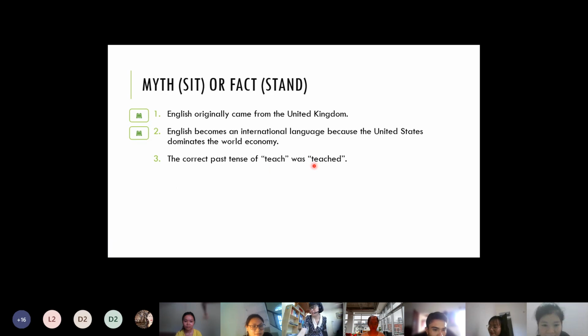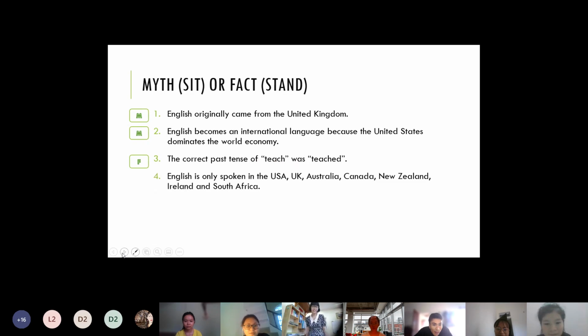Now let's take a look at the statement again. There is a trick there. The correct past tense of teach was teached. So now the correct past tense is taught. But in the past, it once was teached. So for this, you have to stand up. This is a fact. It was correct in the past. Okay, here, see? So, yep, this is a trick. How about this one? Now I can sit down, right?